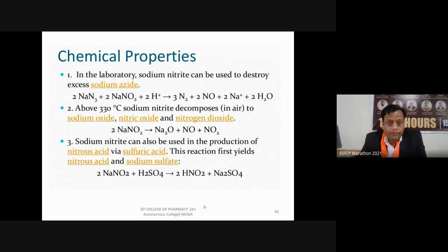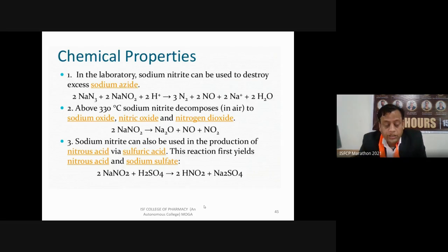Above 330 degrees centigrade, sodium nitrite decomposes to sodium oxide, nitric oxide, and nitrogen dioxide. You can see here the formula of sodium nitrite, NaNO2, converting into sodium oxide Na2O, nitric oxide NO, and nitrogen dioxide NO2. Sodium nitrite can also be used in the production of nitrous acid.